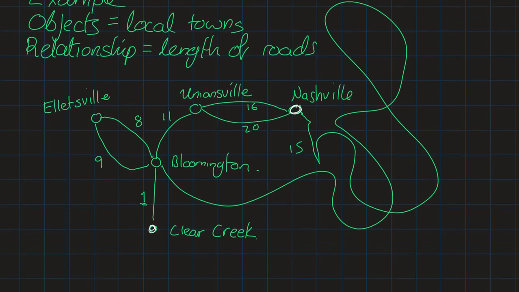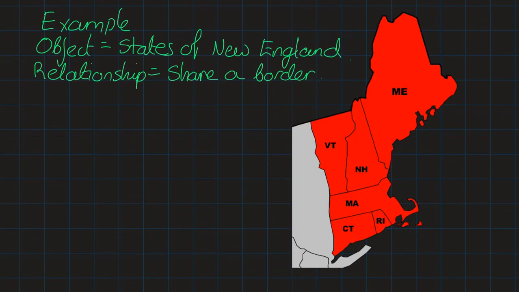Let's move on to another example. So in this example, the objects are going to be states of New England, and the relationship is they share a border. So what I mean by this is 2 vertices have an edge joining them if the states they represent share a border. So the easiest way to draw this graph would be to first draw it on the picture here. So for each state, I'm going to put a vertex down, just like this. Okay, Rhode Island's really small.